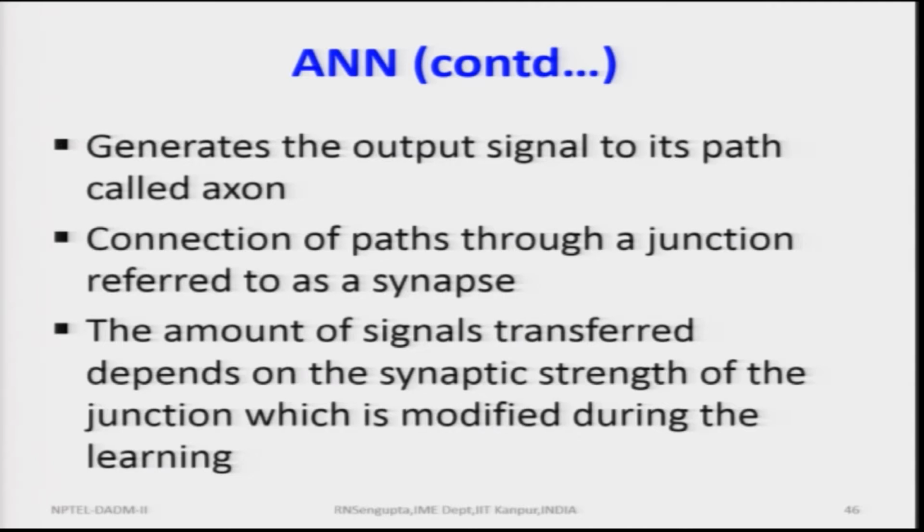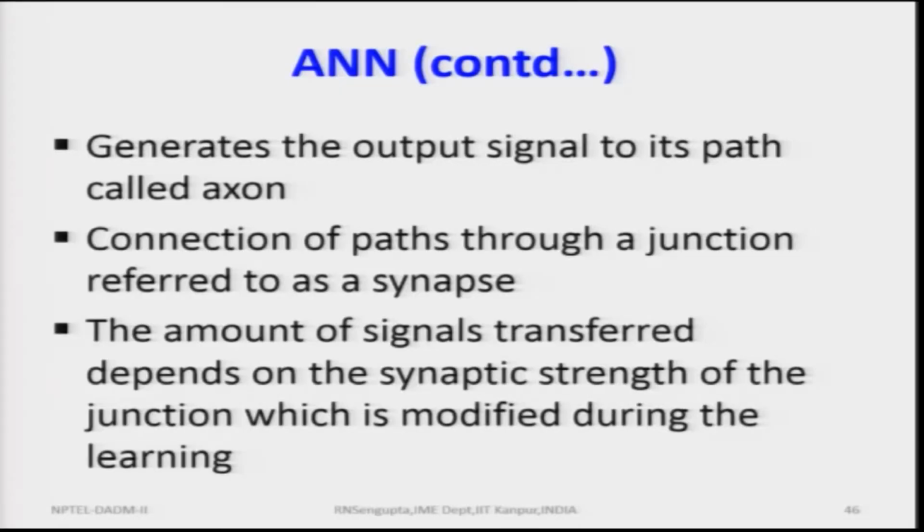In a general neural network system, it generates the output signals through its path called the axons, and the impulses are given. The connection of a path through a junction is referred to as the synapse. These are where the connection happens, the dotted points where the signals are going. The last point is that the intensity of the signal gives you the importance of the information processing which is happening. The amount of signal transfer depends on the synaptic strength of the junction, which is modified during the learning process.